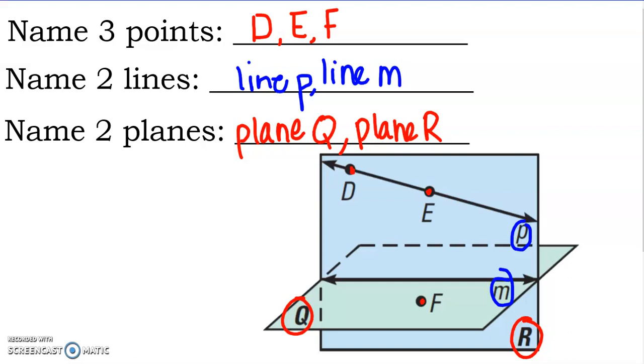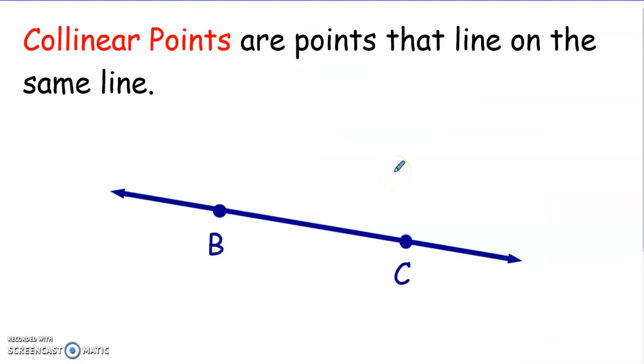Okay. Collinear points are points that lie on the same line. Co means together, and then you can see the word line in linear, so together on the same line. So collinear points lie on the same line.